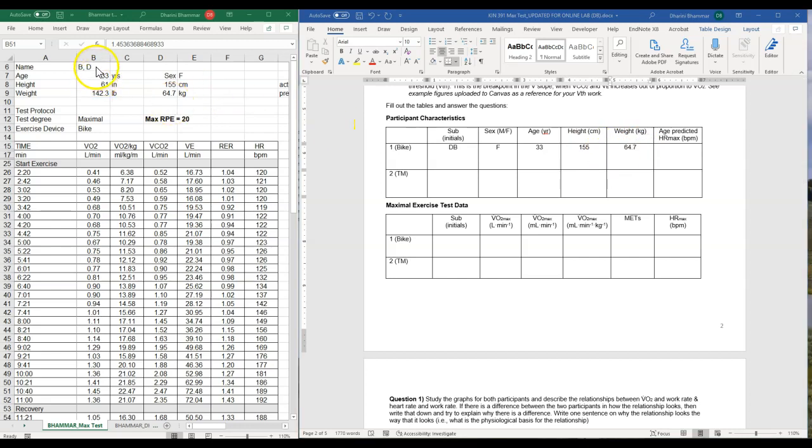And I'm getting these data from the top part of the Excel sheet. So you can see the age, height, weight in the two different units, and then sex is in here. Then the age predicted maximum heart rate is 220 minus age, which would be 220 minus 33, and that's 187. The next part is asking you for the maximal exercise data. The initials are going to stay the same.